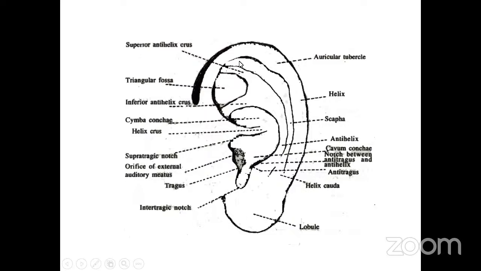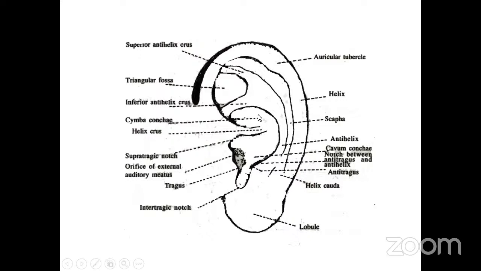This depression or the groove between the helix and the antihelix is known as scapha. This part is known as the concha. This entire depression is known as concha, and the crus of the helix divides the concha into two parts.